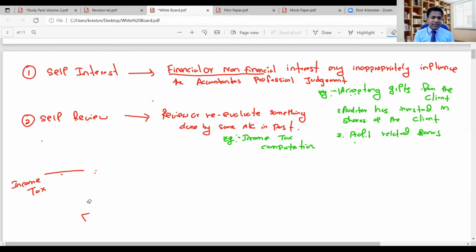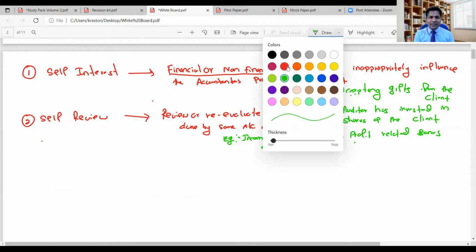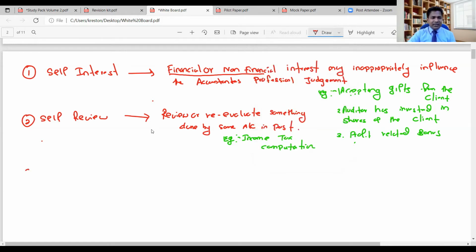The third one is another interesting one. Familiarity threat. Number 3. So what is meant by familiarity?